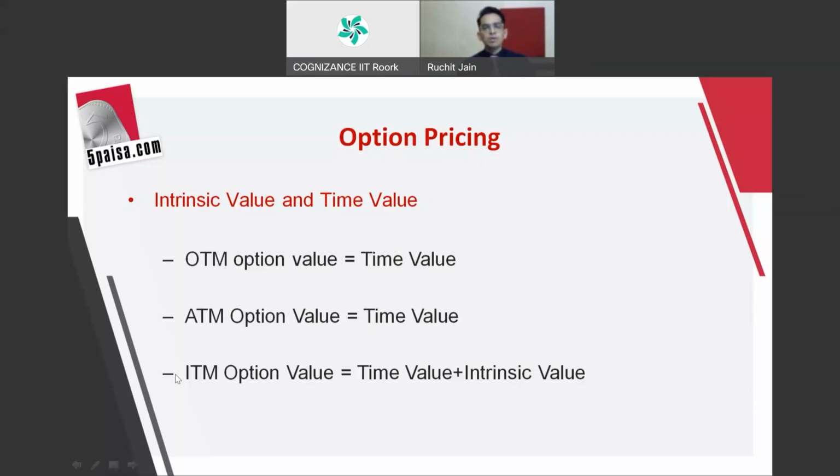Now, time value is the value for the number of days left for expiry. Suppose there are 20 days left, then it will be 20 days of time value. If 1 day is gone, then 19 days will be left, then there will be 19 days of time value.